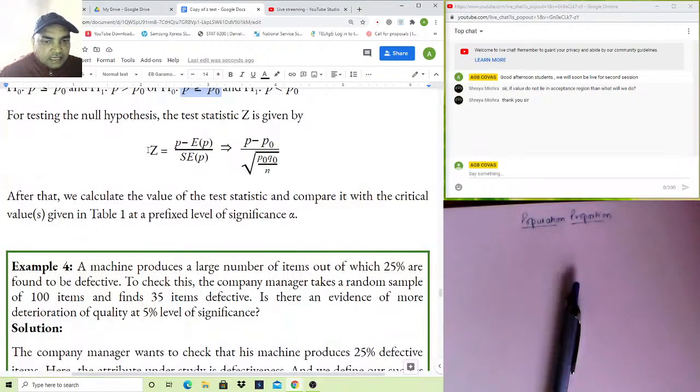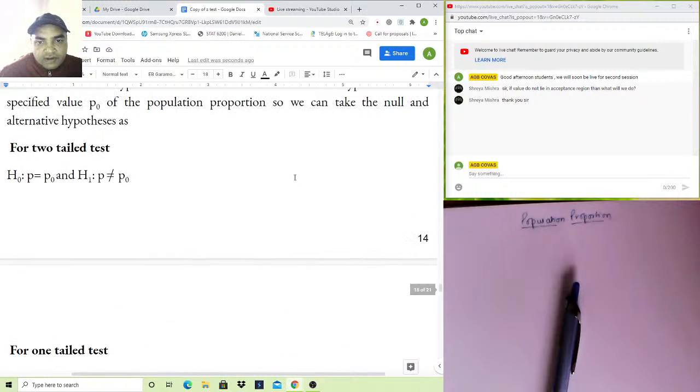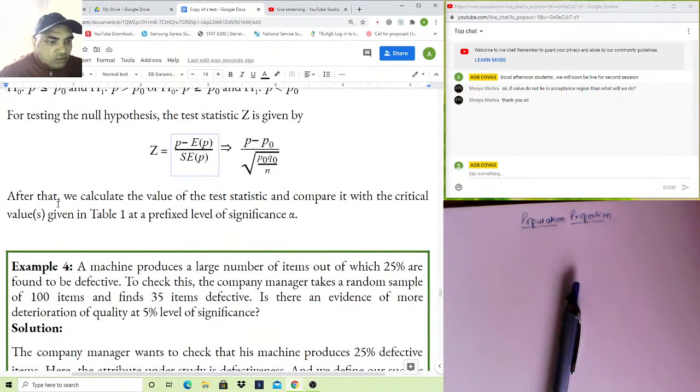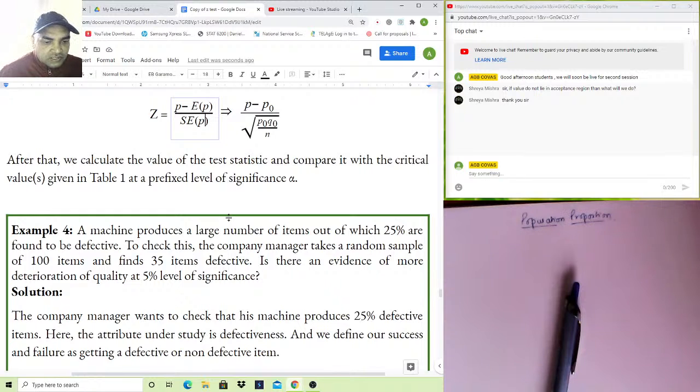So our Z statistic will be given by P minus E(P) upon SE(P), and this will be P minus P naught, where P naught is the population proportion, upon the square root of P naught Q naught upon N. I have written it here as capital P, but here it is P naught. After that, we calculate the value of the test statistic and compare it with the critical value as given in table 1 at the start.